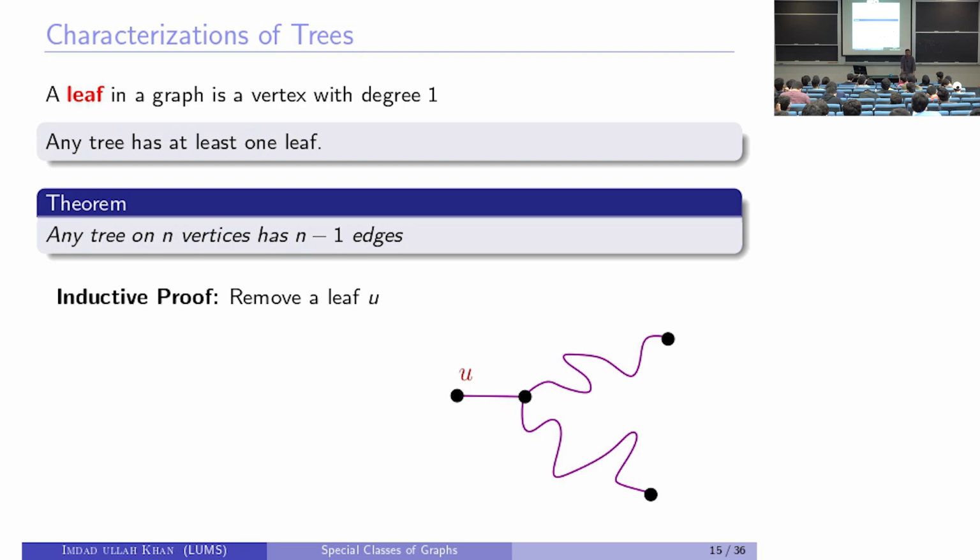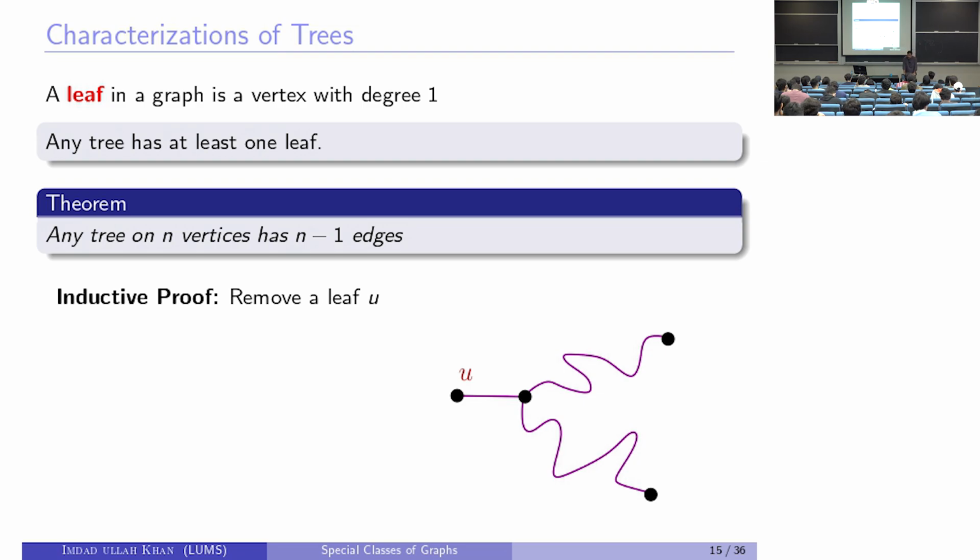So suppose this statement is true for any tree on n minus 1 vertices, or k minus 1 vertices. I'm going to prove it for a tree on k vertices, or n vertices. So let's begin with a tree on n vertices. The theorem says there must be a leaf, at least one vertex with degree 1. I take that vertex and remove it. I remove this vertex, that's u. I get the graph called t minus u.